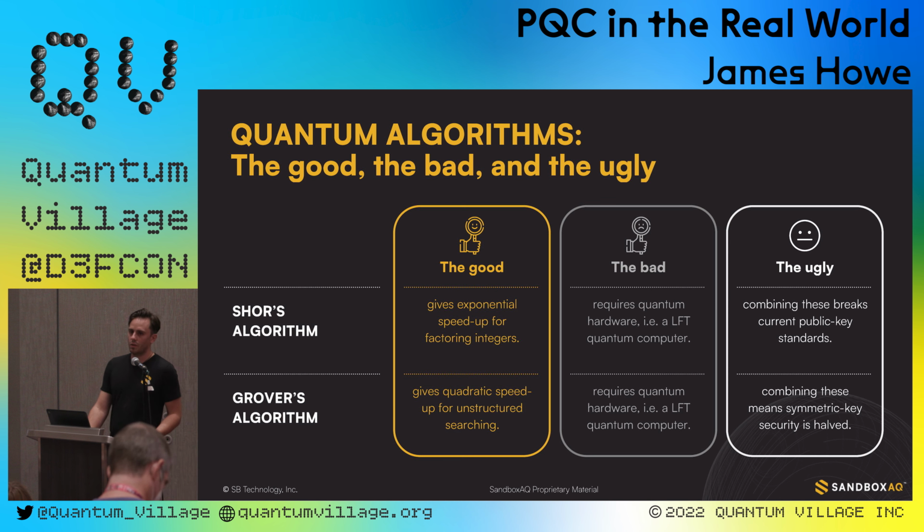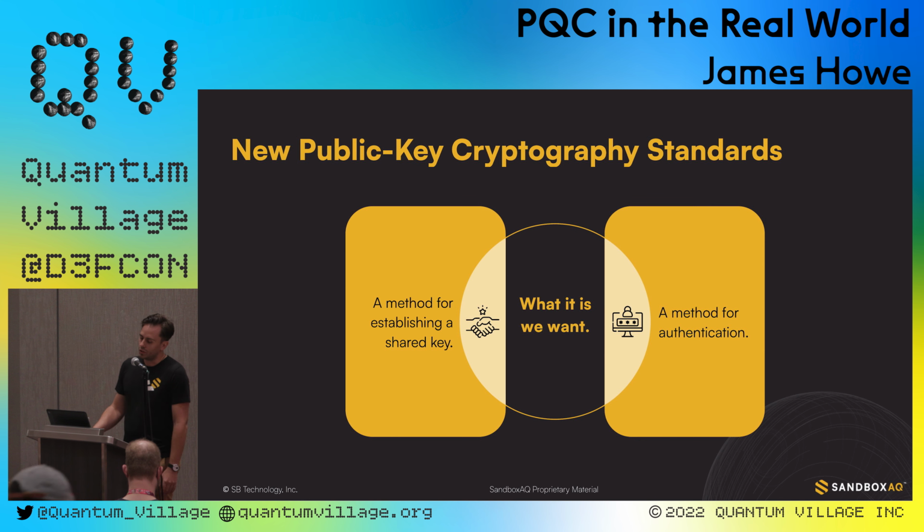But with Shor's algorithm, we need a whole revamp of the asymmetric schemes that we use in our day-to-day lives. So what we want really is a new method for public key encryption, or a way in which we share a key. And we need a way to do authentication again, so some sort of signature scheme as well.